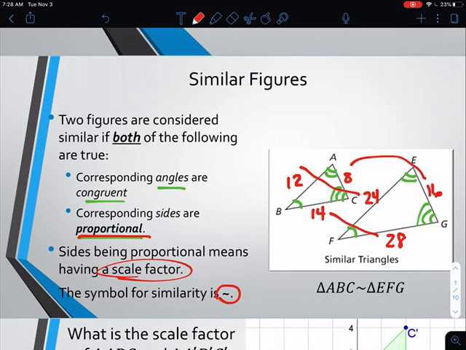Now the symbol for similarity is just this little squiggly line. So off to the side here, you can see triangle ABC is similar to triangle EFG. That's what that statement means. And just like before with congruent figures, similar figures tell you exactly how things match up. So right now they're saying angle A has to match up with angle E. Angle B has to match up with angle F, and so on. So the order of the letters is going to make a huge difference because it tells you exactly what's supposed to match up.